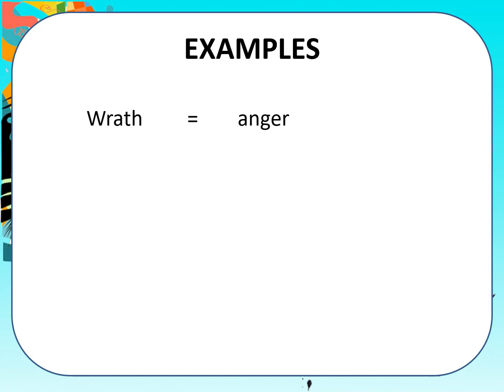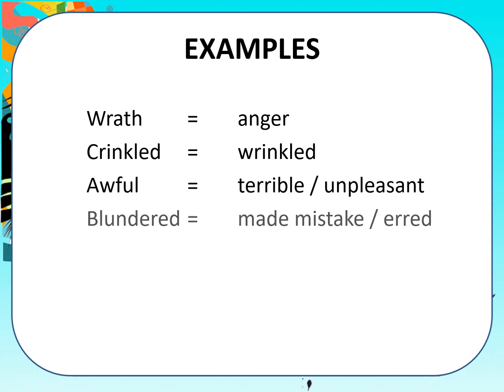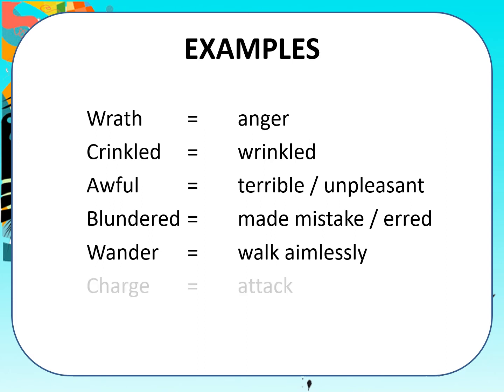Okay? For example, in A Poison Tree, the question will ask you, which word in the poem means anger? Now you know the word is wrath, right? Wrath. And then, which word in the poem means wrinkle? This one is from The Living Photograph. It's wrinkle. Here are some other examples you can read on your own.